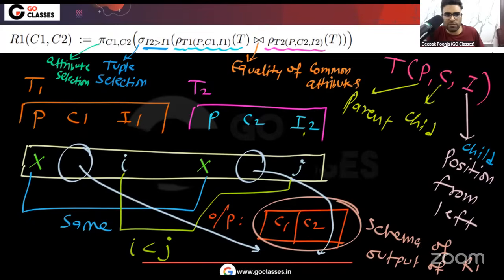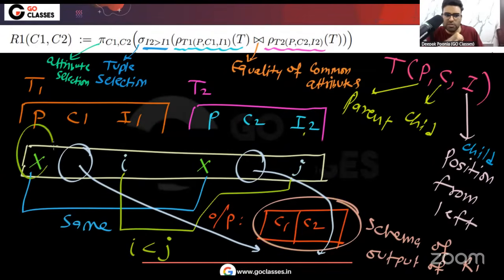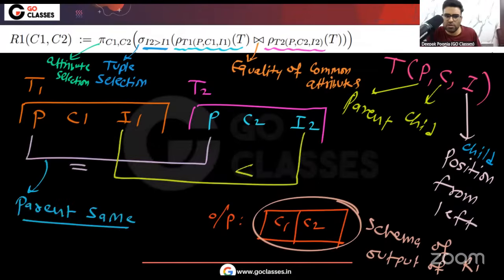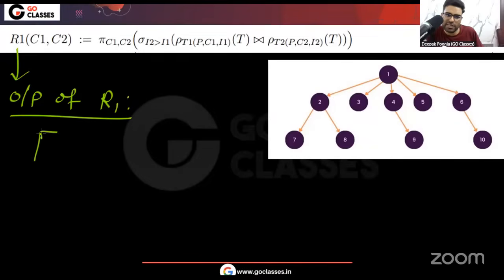Can anyone tell me what is the meaning of this query R1? From the tree point of view, what are we doing? Basically, we are making sure that the parent is the same. I am taking those C1, C2 which have the same parent, and C1 is to the left of C2. Do you agree with me? Let's see the output of R1, that is C1, C2.